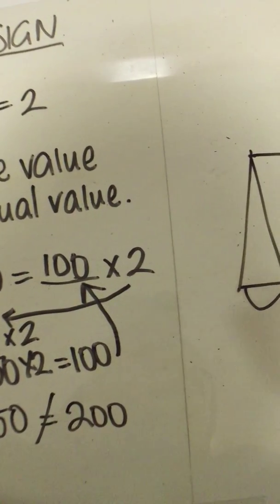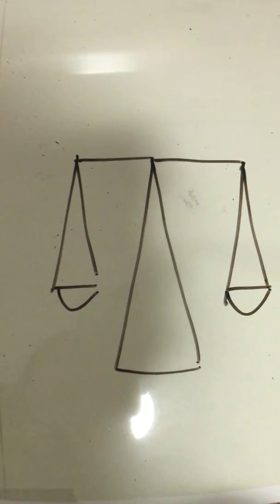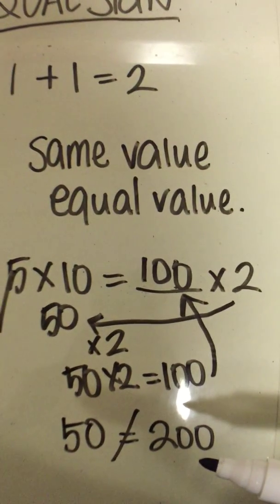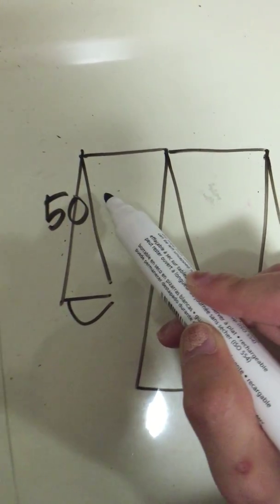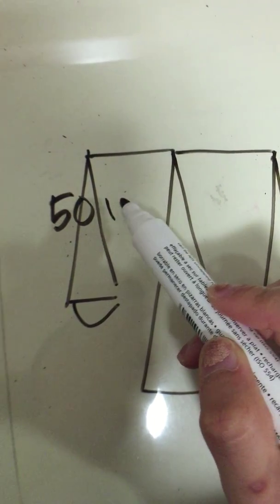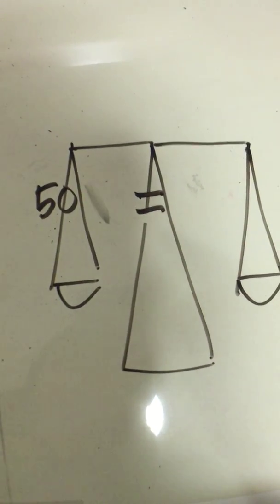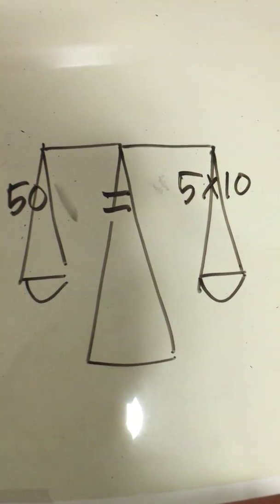And if we take on a more visual approach, and if we use x, for example, we can demonstrate that this equation can be written like this. 50 is equal to or the same value as 5 times 10.